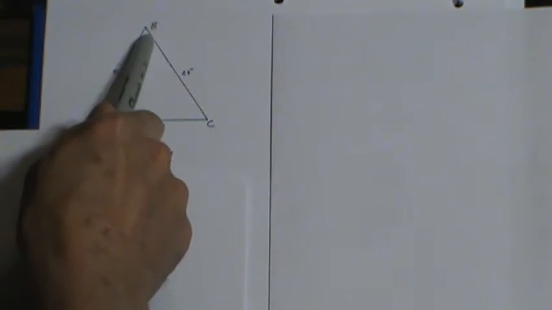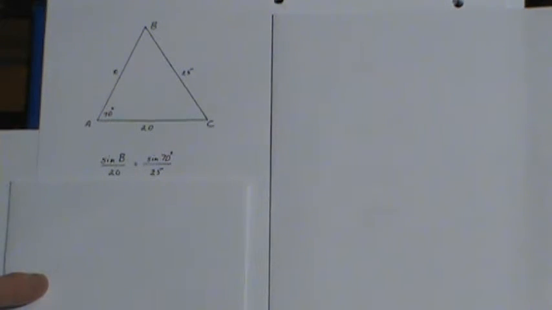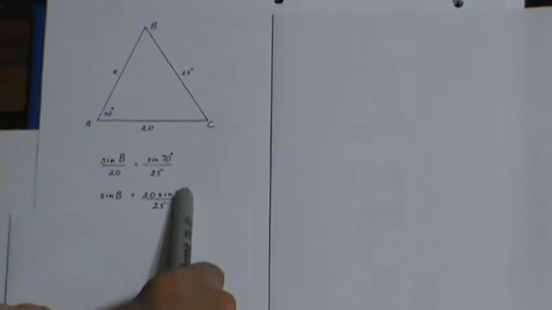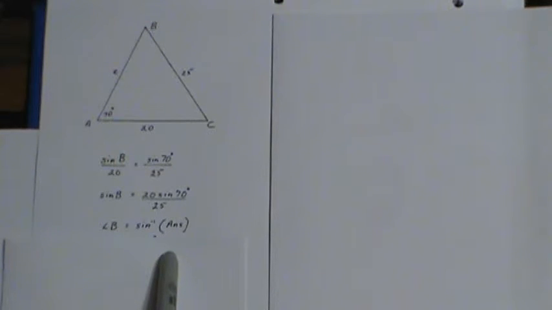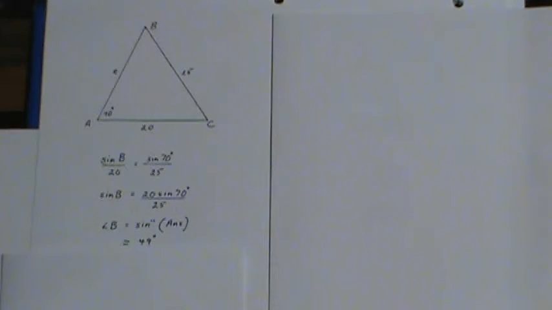The sine of B over 20 is equal to the sine of 70 over 25. It's very easy to set this up. All we have to do is cross multiply 20 times sine 70. We get the answer for this on our calculator, and then we use the inverse sine button in order to take the inverse of this answer, and that will give us angle B. To get angle C then, very simple, you just subtract the 70 and the 49 from 180, and that'll give you angle C.